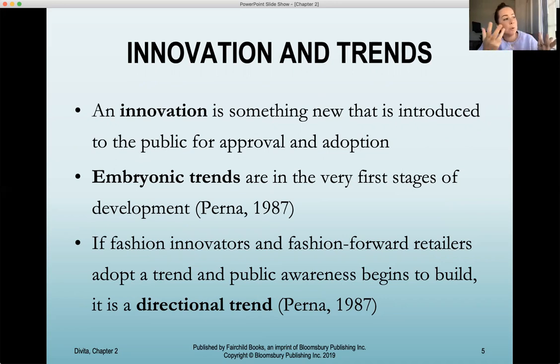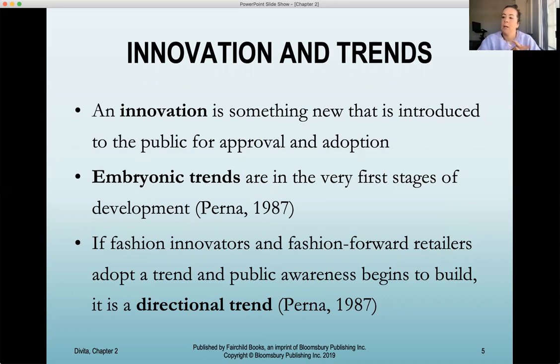So we can approve of a lot of trends, right? We can approve of Von Dutch trucker hats coming back, but do we actually adopt it? Do we actually go out and search for one? Do we actually go and put one on and wear that out? That is a slight difference between an approval and adoption.